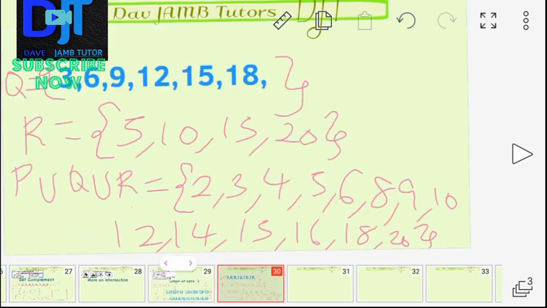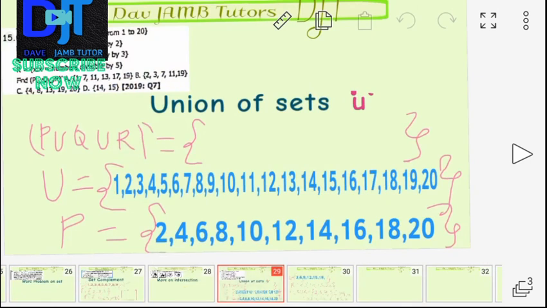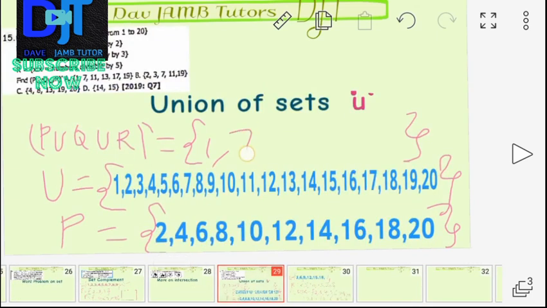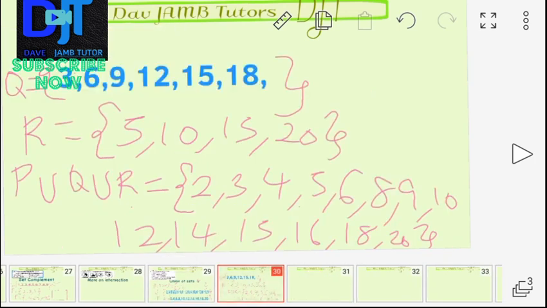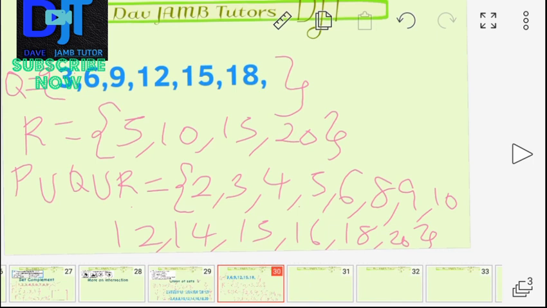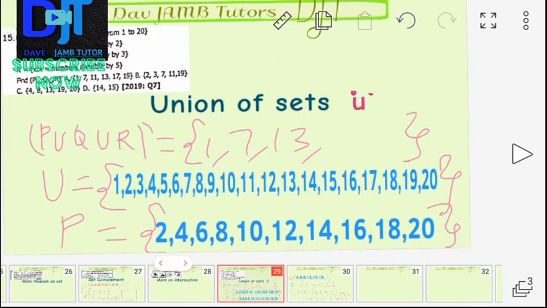So now, what we have in the universal set that is not there are 1, 7, 13, 11 is not there. 11, 13, 17, 19.